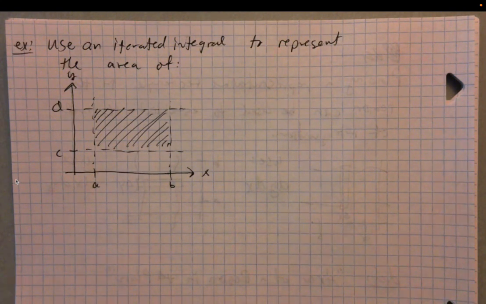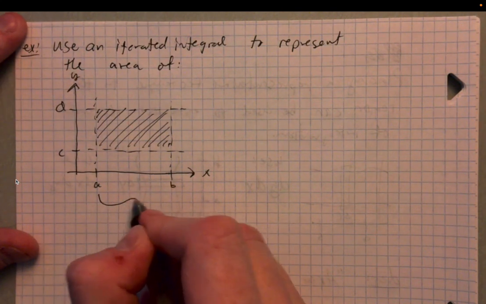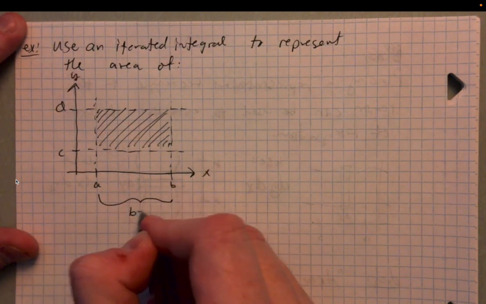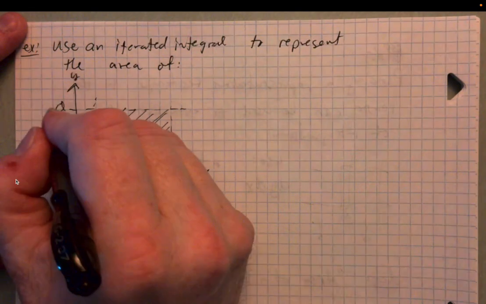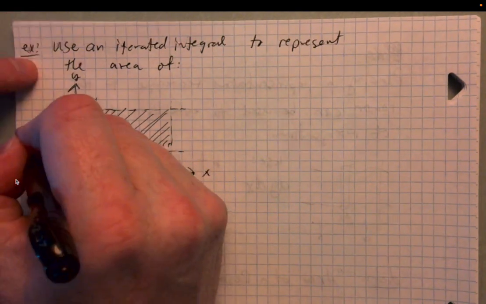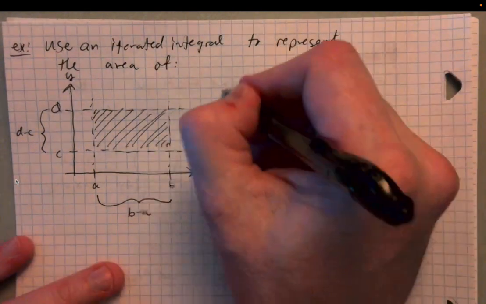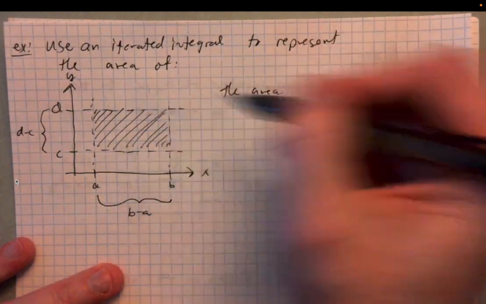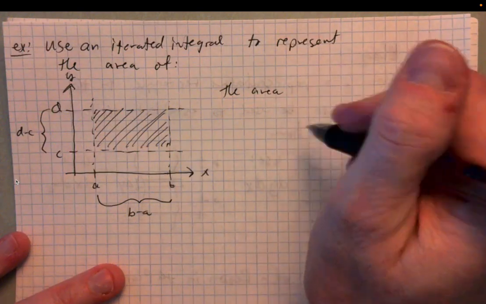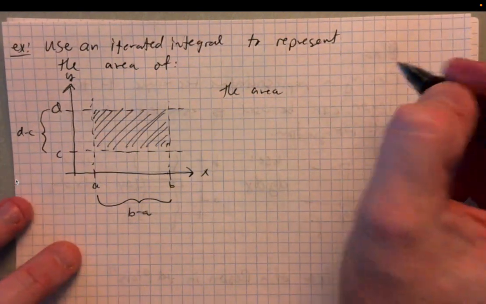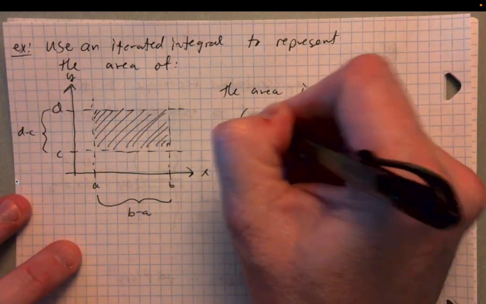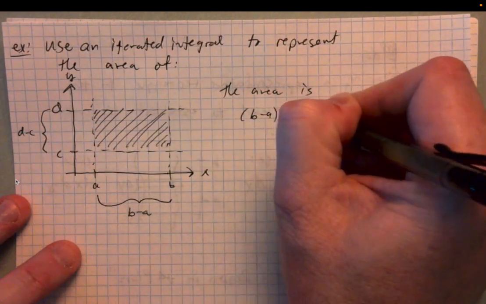Okay. And so notice that this length is b minus a, isn't it? And this length here is d minus c. So we already kind of know the area here. I mean, it's a rectangle, right? It's just going to be base times height, or length times width. The area is just going to be b minus a times d minus c.